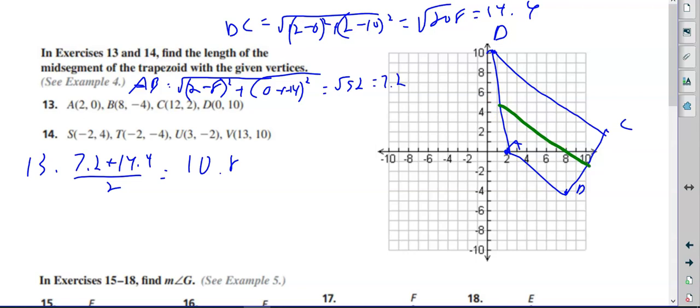Now on to 14. So for 14, we're going to do the same thing. So we're going to do negative 2, 4. Right there. Negative 2, negative 4. Right there. So that's S and T. And then 3, negative 2. And V at 13, 10.